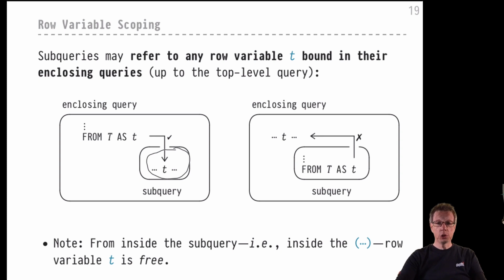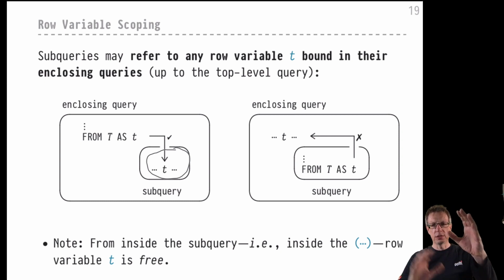In programming languages, such variables are called free variables. So t is indeed a free variable that is visible inside this subquery. Okay, so notions and ideas of variable scoping and variable visibility apply in SQL and to enclosing queries and subqueries, just like you are probably used to in your favorite programming language.